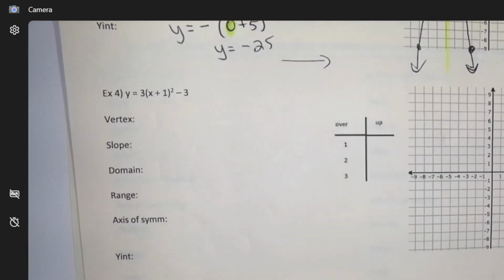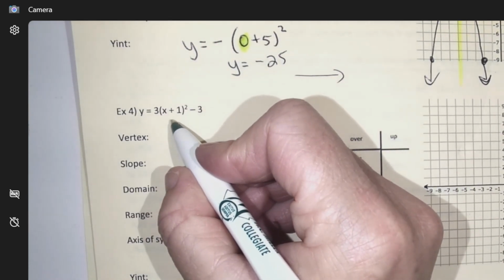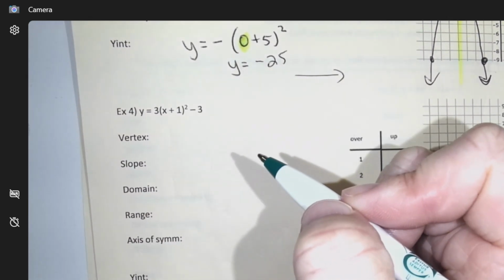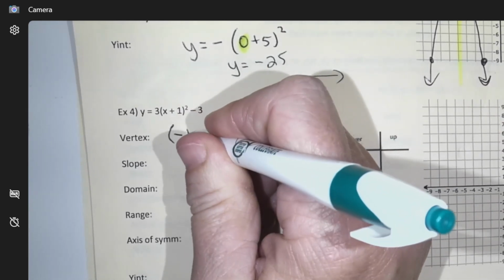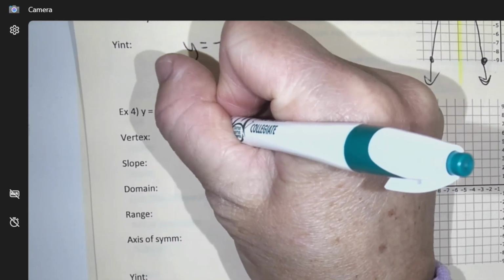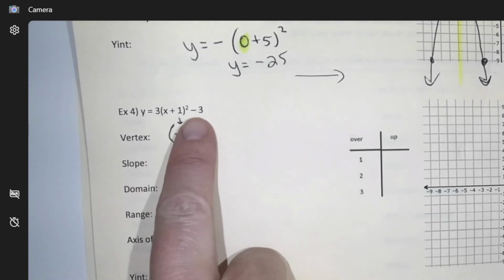All right, last one. Okay, vertex, so the bracket number. What are we going to do? Same or opposite? Opposite, so -1. Bracket number. K number. Is there a number that's floating around alone? Yes.